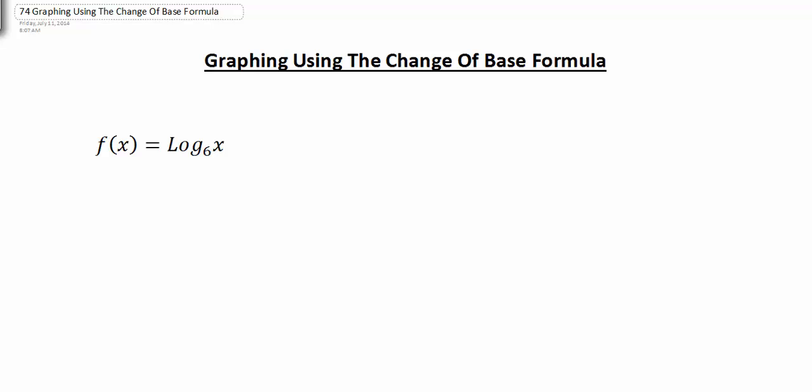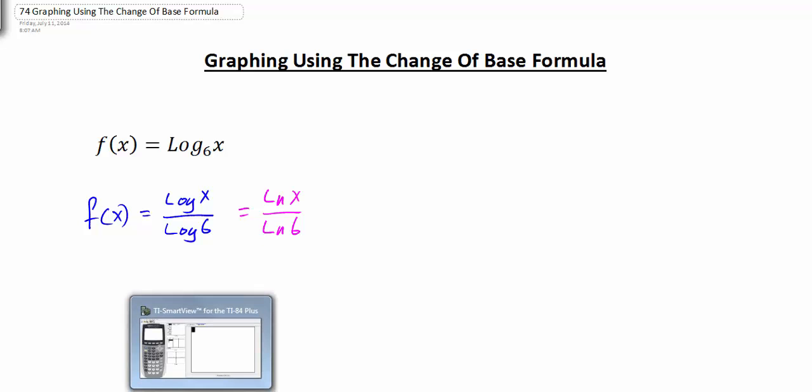And if we think about using the change of base formula, we could write this as f of x equals log of x over the log of 6. Or if you prefer, we could simply use the natural log, and we could write this as the natural log of x divided by the natural log of 6. So this is what we would put in the calculator. You could put either one of these into the calculator and you would come up with the graph.